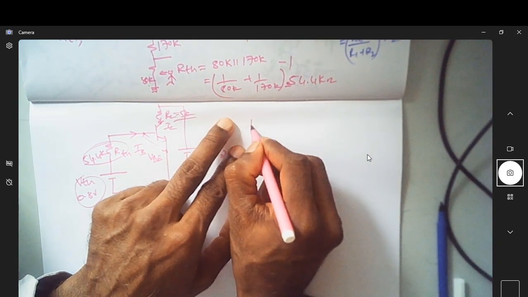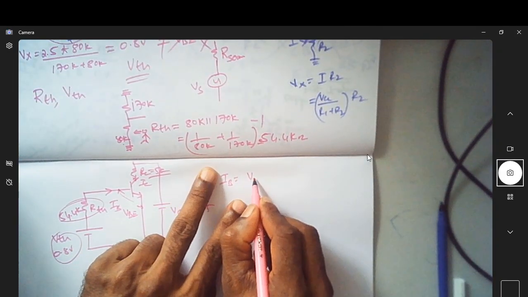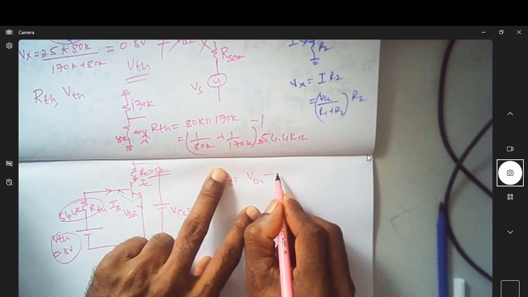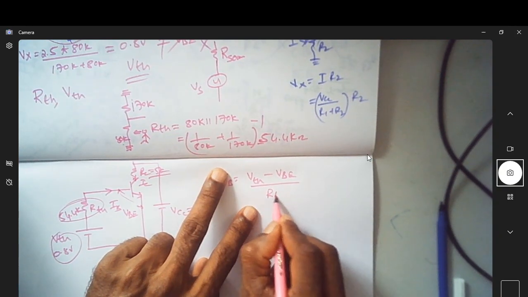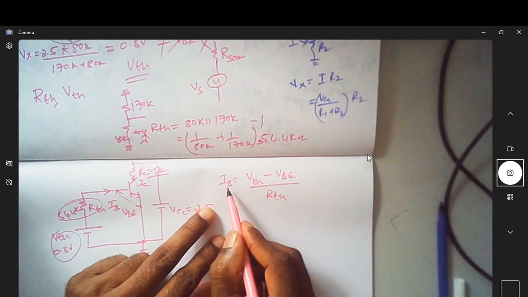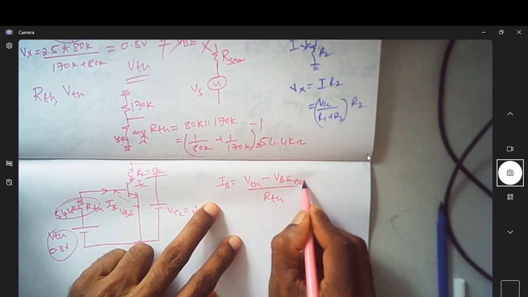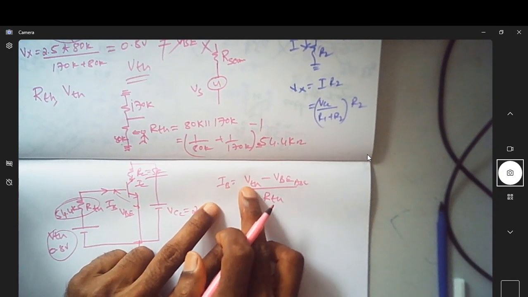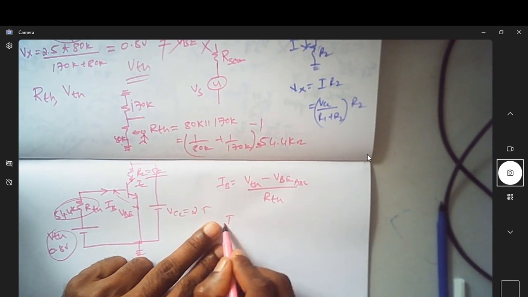So I will write IB is equal to V Thevenin minus VBE by R Thevenin. So this is my IB expression. If you know this much, this is an assumed value. First assume it as some 0.75 volts and this is 0.8. So you know the difference divided by RTH, you can find this. Then find what is IC.